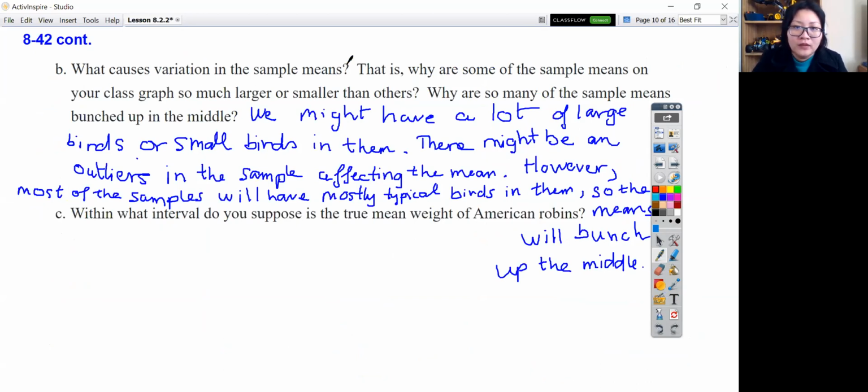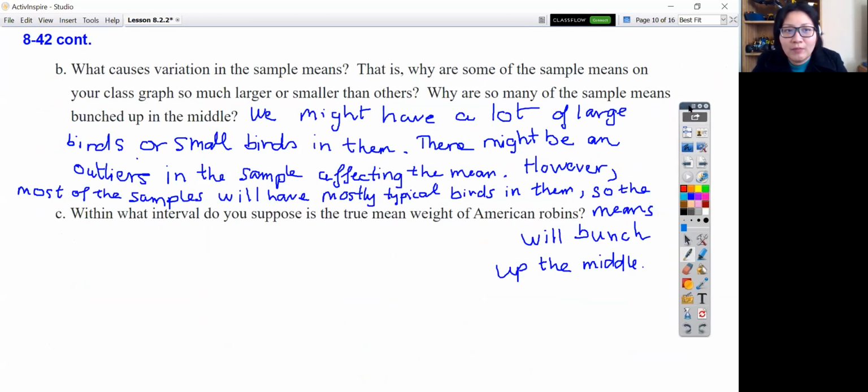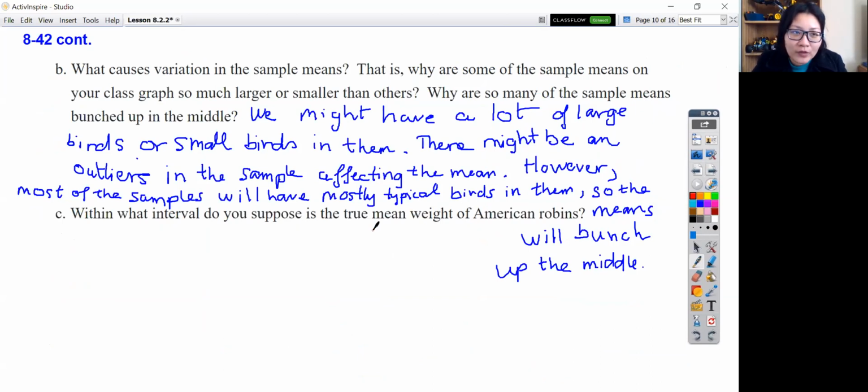Question C. Again, we are going to use the answer from last year. Okay. What causes variation in the sample means? That is why some of the sample means on your class graphs are so much larger or smaller than the others. Why are so many of the sample means bunched up in the middle? We only have one data set, so it's impossible for us to compare our data with other students' group data. So this is last year's answer.